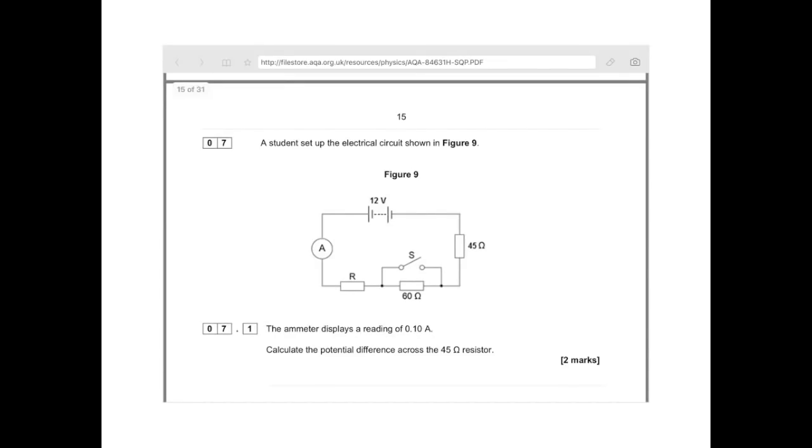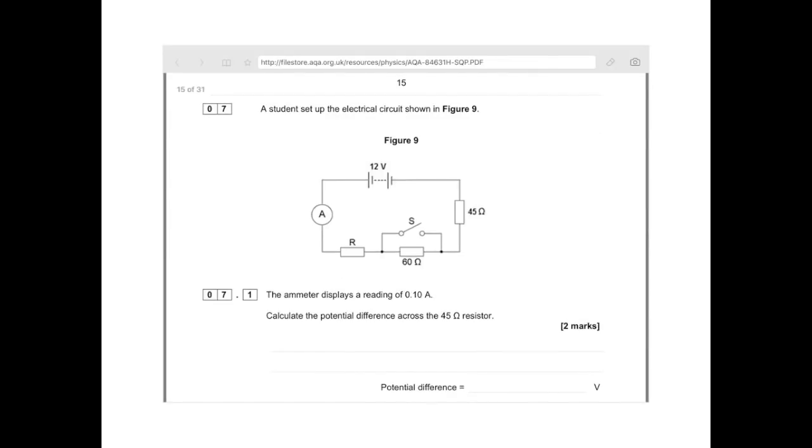Question 7. A student set up an electrical circuit shown in figure 9. The ammeter displays a reading of 0.1 amps. Calculate the potential difference across the 45 ohm resistor. Right, let's not get confused. So this thing here is the battery. This is the ammeter, which measures current. This is a regular resistor, another regular resistor, another regular resistor. This is an open switch.